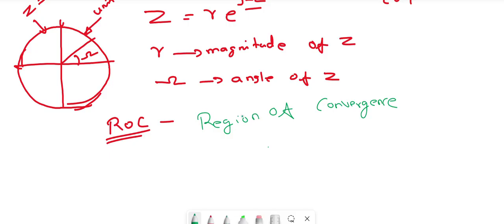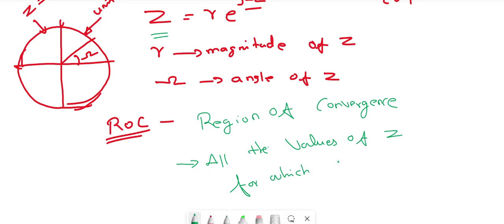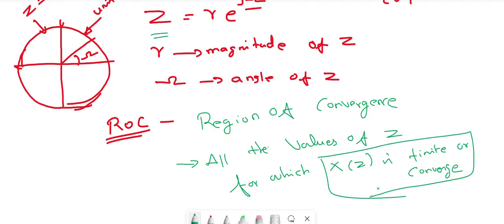Region of convergence. How do you define it? It is the set of all values of z for which X(z) converges, that means it is finite. X(z) is finite or converges.